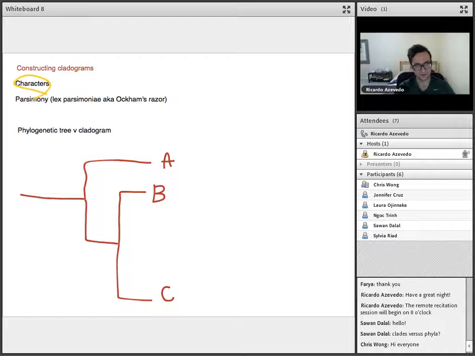So the characters, and it is known that there are many characters associated with a given species or a given group of organisms or a given taxon. So the question is, what characters are informative? So does anyone know what does it mean for a character to be informative in this context? What would be an informative character?